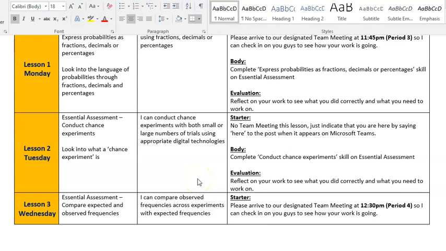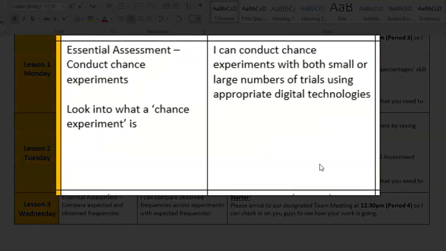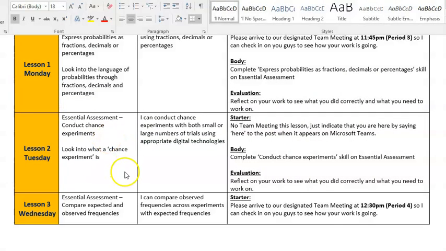Mr. Herman here, and this will be the lesson Conduct Chance Experiments, which is the essential assessment skill. The learning goals for this one are to look into what a chance experiment is, and to know the difference between theoretical probability and experimental probability. The success criteria is to be able to conduct chance experiments with both small or large numbers of what's called trials, using appropriate digital technologies, i.e. a calculator.